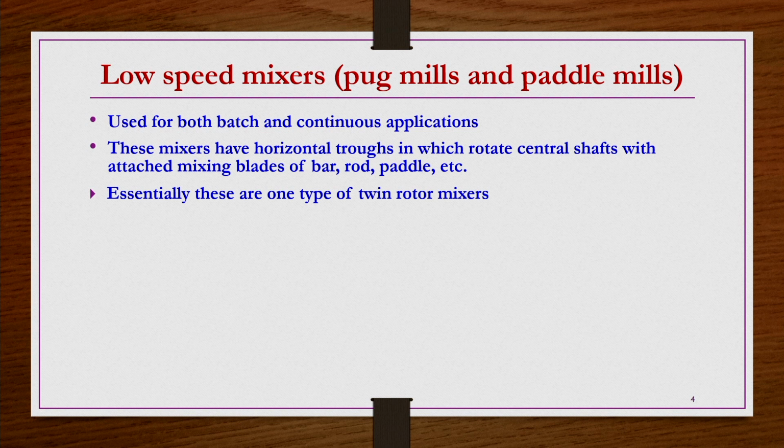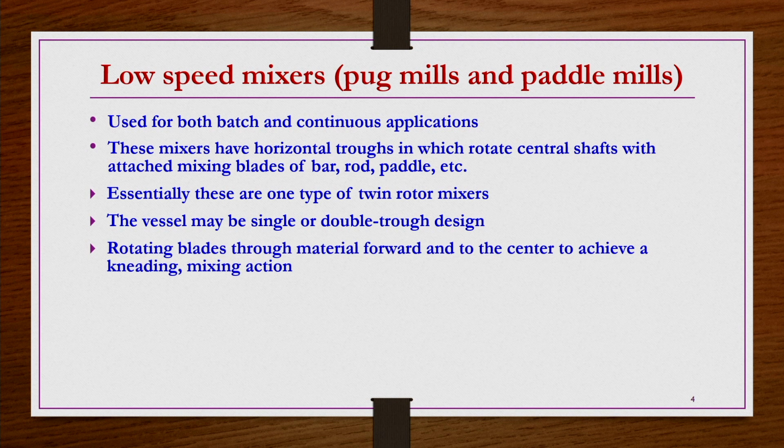Essentially these are twin rotor mixers, nothing but twin rotor mixers. These vessels may be single or double trough design, so one can have either design, but mostly people have a double trough design. Rotating blades carry the material forward and bring it to the center to achieve kneading and mixing action. As the shaft rotates, the material is carried forward from one direction to the other, and while being carried forward it also moves from the center to the periphery, so that the mixing action takes place efficiently.